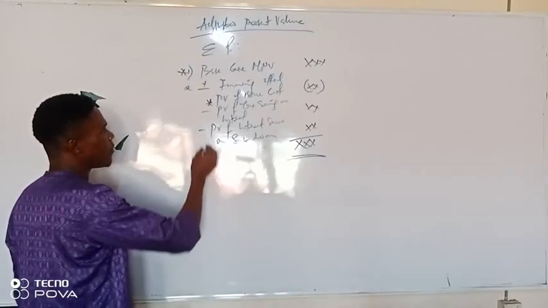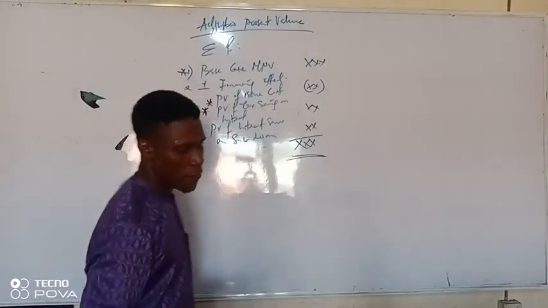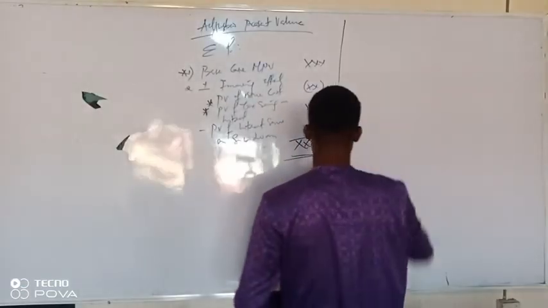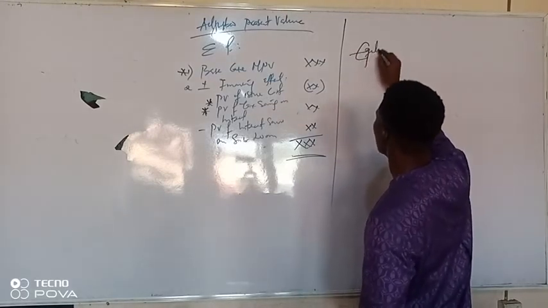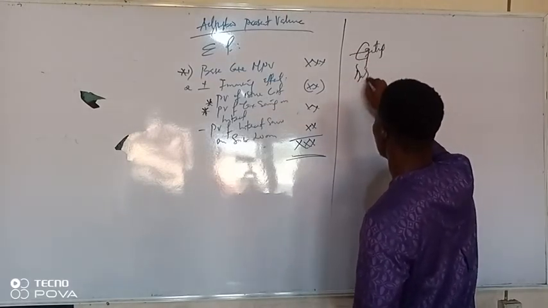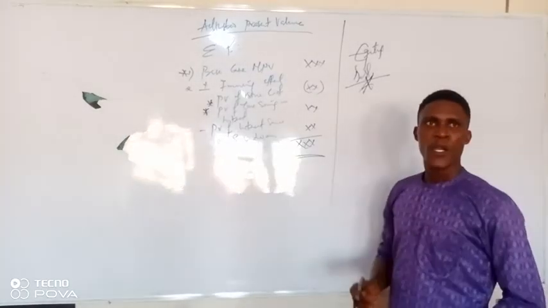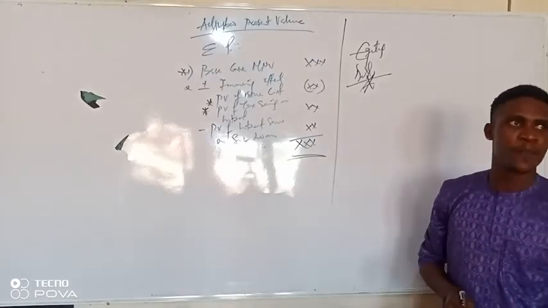So today, we are going to continue from the PV of tax savings on interest. Now, if you want to finance a project, you are using equity and you are also using debt. On this debt that you are raising, you are paying interest.